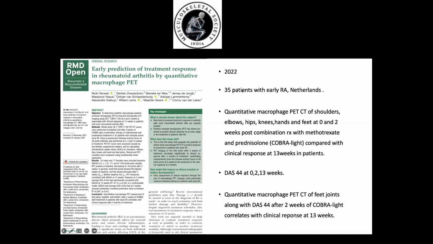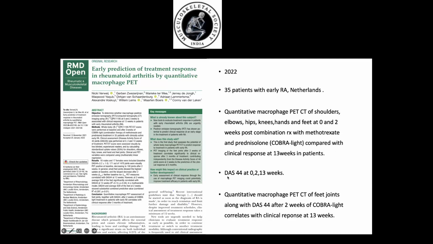There's this recent study which was performed in 2022 with 35 patients with early rheumatoid arthritis. They've used a fancy kind of PET, which is a macrophage-tagged PET of the shoulders, elbows, hips, knees, hands, and feet, and they've tried to image these joints at 0 and 2 weeks post-treatment and compared with clinical response at 13 weeks. So imaging at 2 weeks and clinical response at 13 weeks.